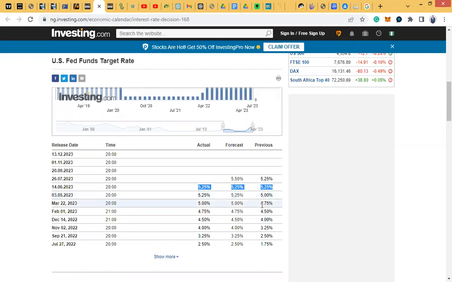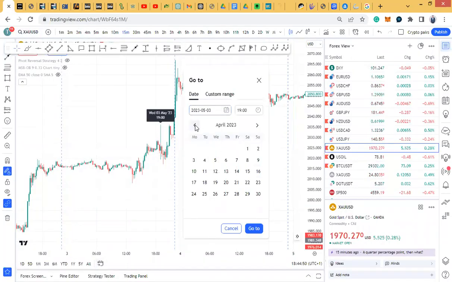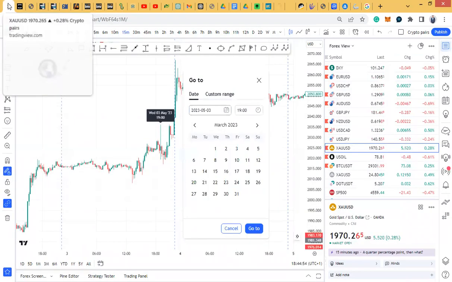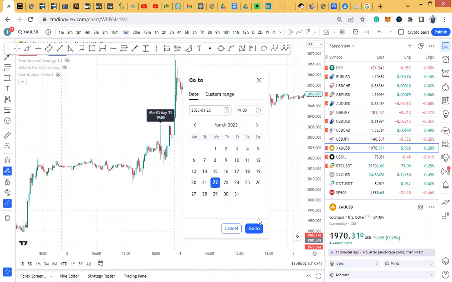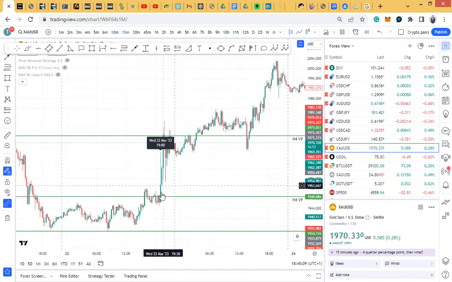Okay, let us check this one now that we have 4.75%, and the forecast was 5.00%, and the actual was 5.00%. The same data point we have here. Let's see what happened on the 22nd of March, 2023. I'm checking out gold. 22nd of March. Am I correct? Yeah, 22nd of March, 2023. I think the time is still the same. Boom. This is the 22nd of March. What happened? It increased. The market went up.